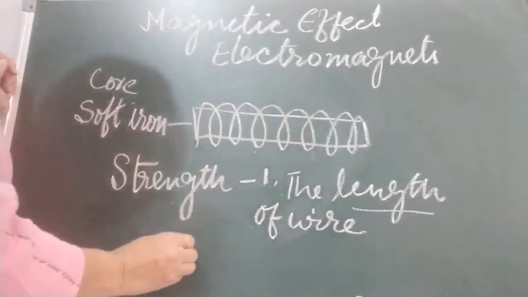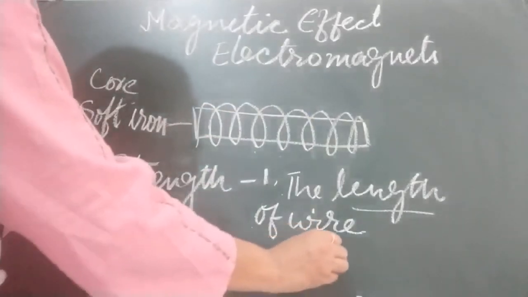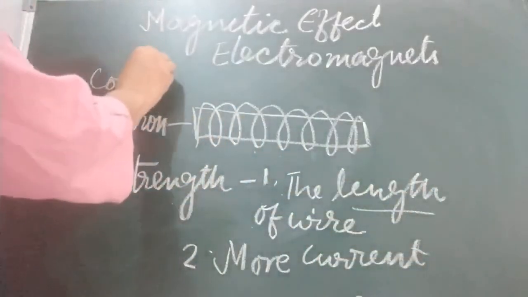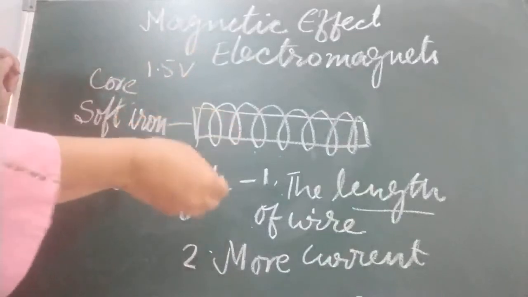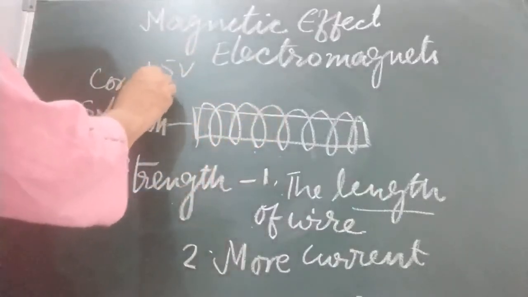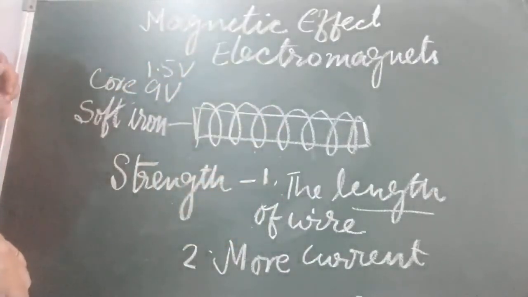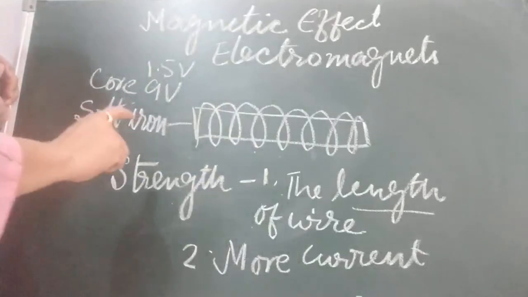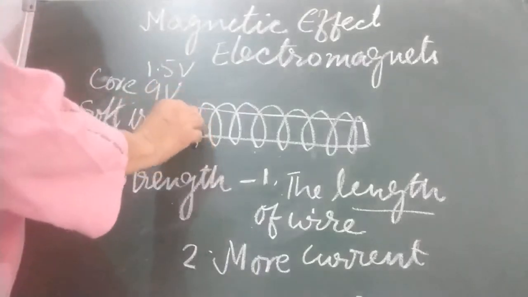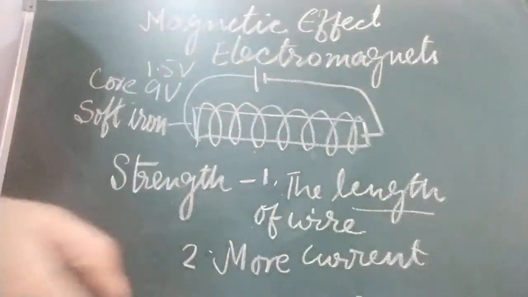Second is more current, more strength. If we are using a 1.5 volt battery and current is passing, that is fine. If we use a 9 volt battery, the strength would be more. So it is clear to you that the strength of the electromagnet depends on the amount of current passing. Okay, now this is our electromagnet.